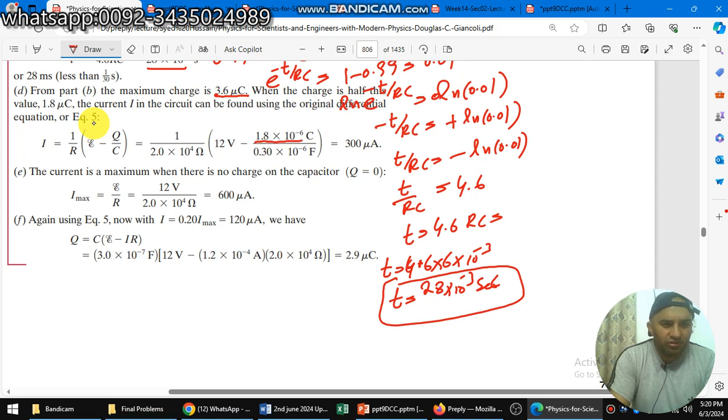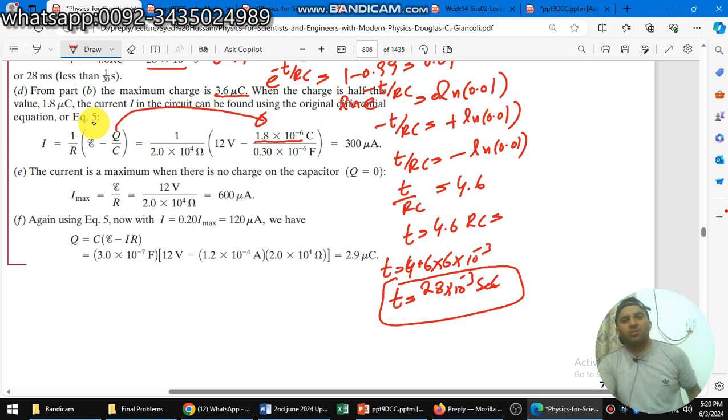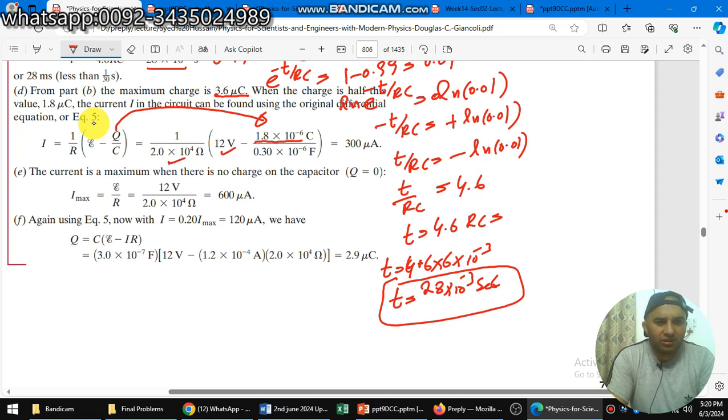Okay, so we use this formula, I is equal to 1 over R times (E minus Q over C), but we put Q as 1.8 into 10 power minus 6. So the EMF is 12, the R is 2 into 10 power 4, and the value C is 0.3 into 10 power minus 6 farad. So we get 300 microampere.